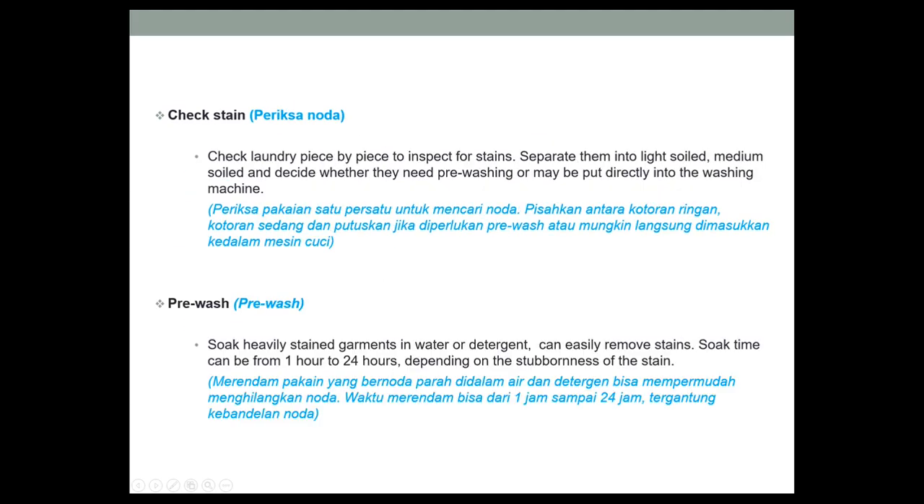Check stain. Check laundry piece by piece to inspect for stains. Separate them into light soiled, medium soiled and decide whether they need pre-washing or may be put directly into the washing machine. Pre-wash. Soak heavily stained garments in water or detergent, can easily remove stains. Soak time can be from 1 hour to 24 hours, depending on the stubbornness of the stain.